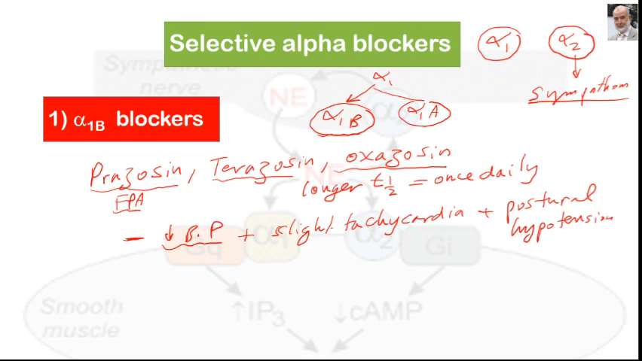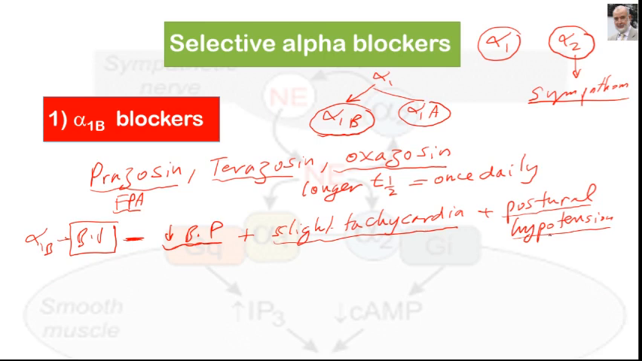Okay, this is in relation to the cardiovascular system. By blocking the alpha-1 B receptors, which are present on blood vessels, they will decrease the blood pressure because they will decrease the peripheral resistance. This will result in slight tachycardia, not severe, because of the reflex mechanism. And the decrease in peripheral resistance will result in postural hypotension. When the person stands up, he might get dizzy, okay? Dizziness, because the blood will be pooled in the periphery, okay?